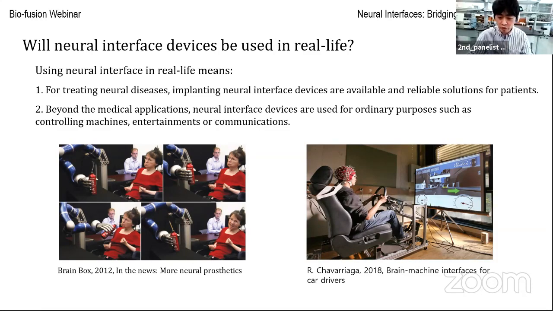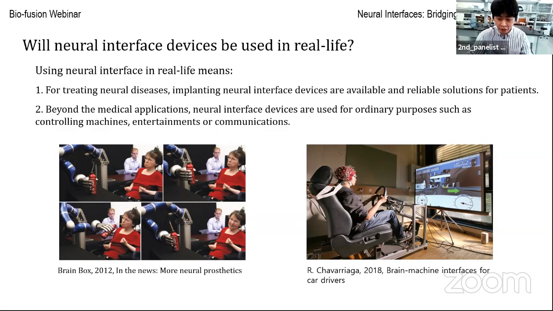In a future where neural interface devices are used in real life, implantable neural interface devices are reliable and available solutions for patients suffering from neural diseases. As you may already know, many neural interface devices in development now aim at treating neural diseases or supporting lost functions of the nervous system. Neural prosthesis can be a good example.